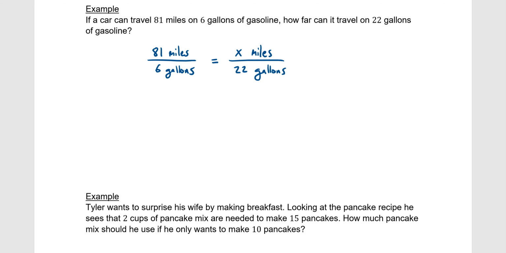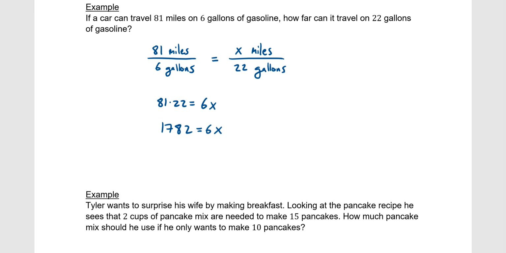Okay, so once it's set up right with the units, now we can just do it the same way that we've done it. We can cross multiply, get rid of the units while we're in the problem here. So we're going to have 81 times 22 equals x times 6, or 6x. 81 times 22 is 1,782 equals 6x. Divide both sides by 6. And we're going to end up getting x alone on the right. 1,782 divided by 6 is 297. And that is our answer.